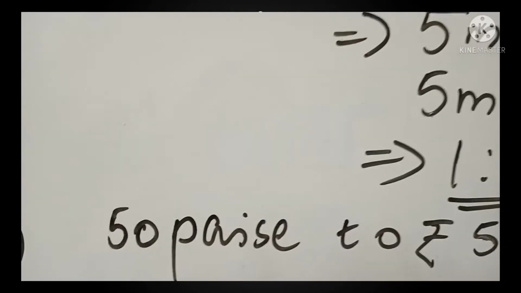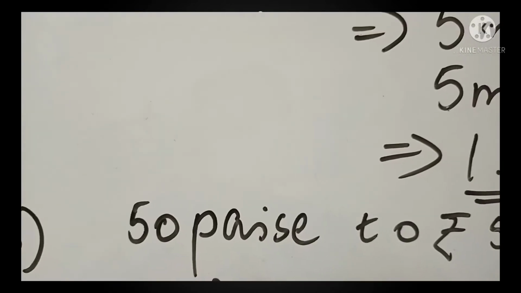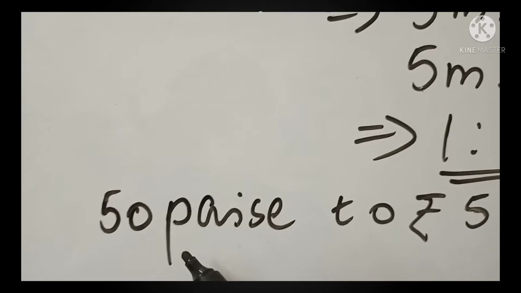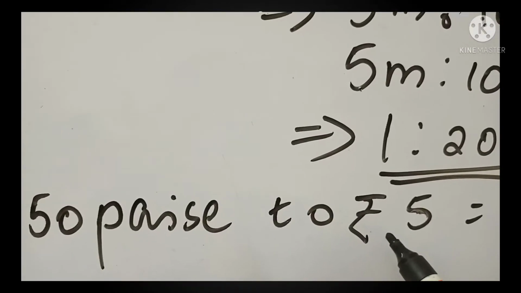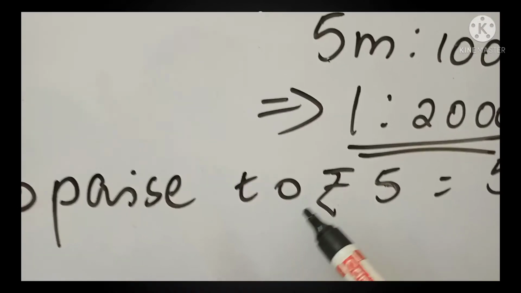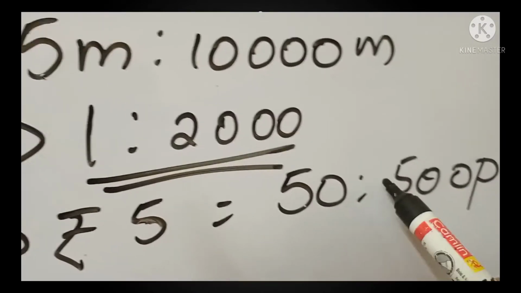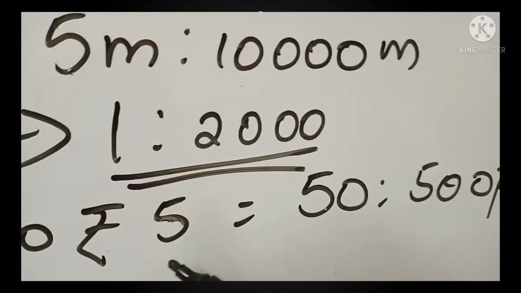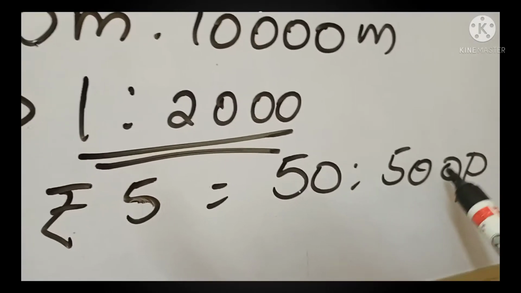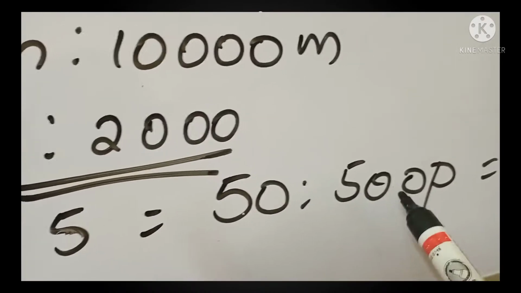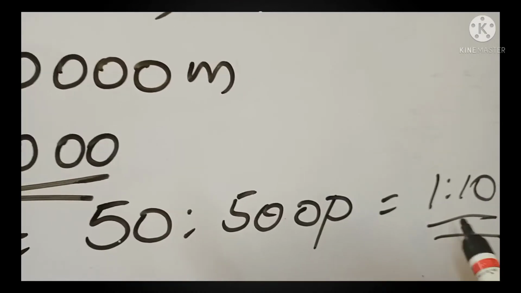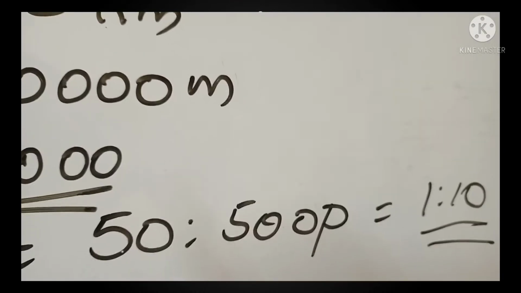Then the third question from this section: 50 paise to rupees 5. We can convert rupees 5 to 500 paise, since we know that 1 rupee is 100 paise. So 50 is to 500 paise, which is equal to 1 is to 10.